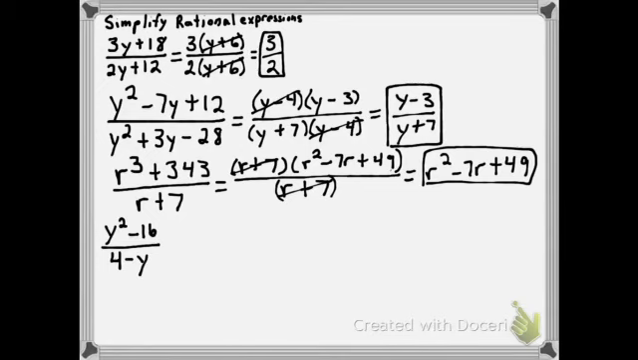Alright, so the next one that I want us to look at is y squared minus 16 divided by 4 minus y. And we're going to do this one just like we've done all the others. We're going to start by factoring. On the top, we have a difference of squares, so we can factor that. It's going to factor into y plus 4 times y minus 4.